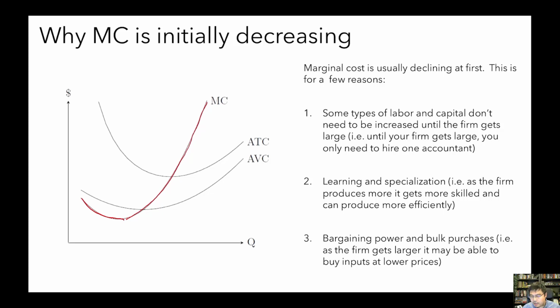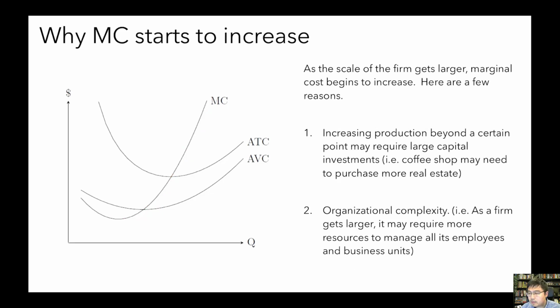Okay, and then a third reason could be bargaining power and bulk purchases. So when you are very small and you have to buy inputs in small quantities, you don't have a lot of negotiation power with your suppliers. But as you get bigger and you start to purchase things in larger bulk, then maybe you have some more negotiation power with your suppliers, and your suppliers may give you some bulk or quantity discounts on your purchases. Okay, so for any of these reasons, marginal cost might be declining at small scales. So that's why marginal cost might be declining at first for small firms.